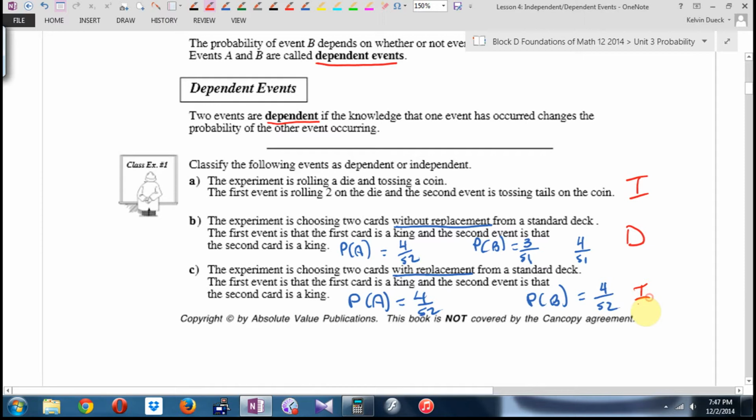Dependent, independent. Basically, if you're looking for a rule, and I'm not a big fan of rules, we're saying that if you're not replacing the cards, what you're holding in your hand will affect the possible odds or probability of the next outcome. If you're not replacing, they're going to be dependent. If you are replacing, they're going to be independent.